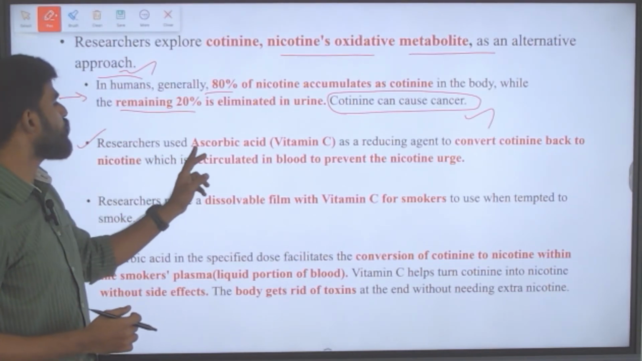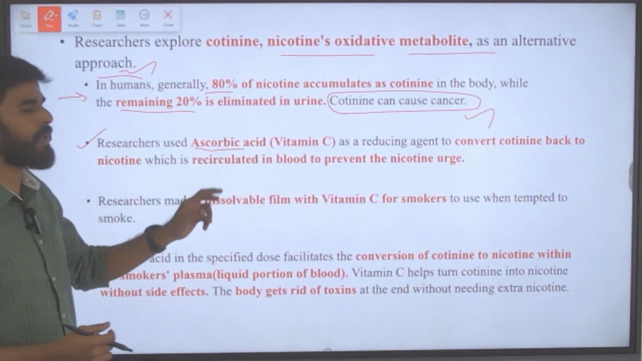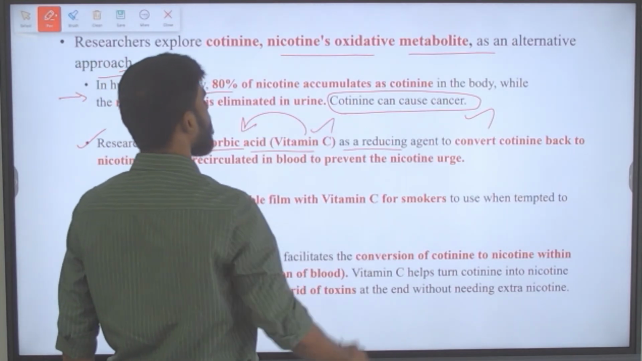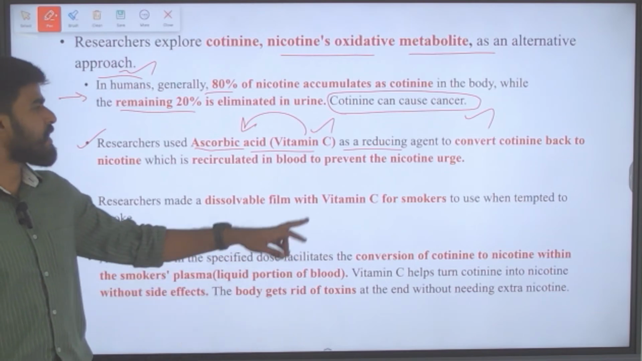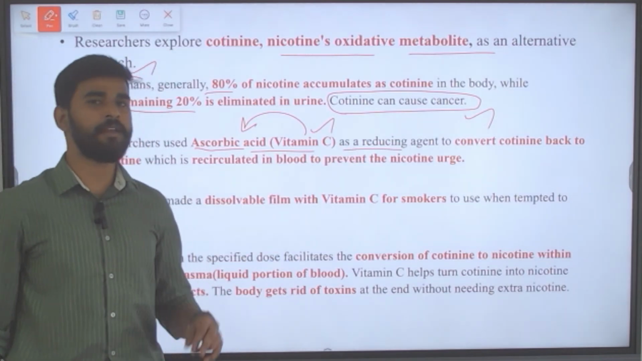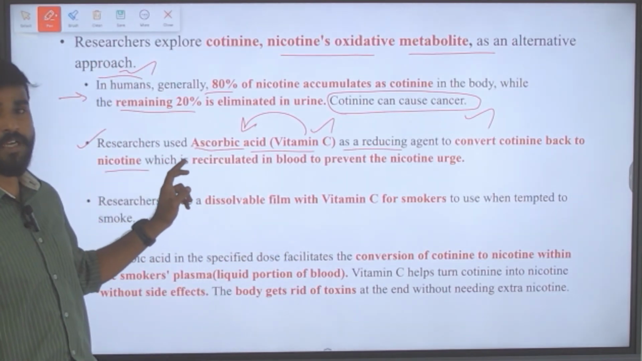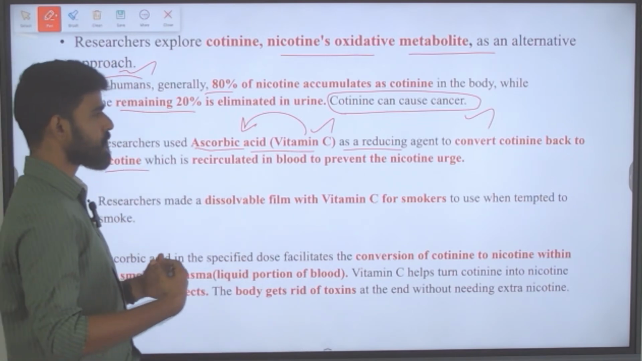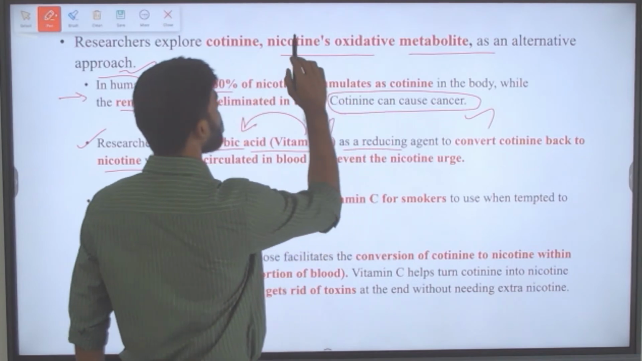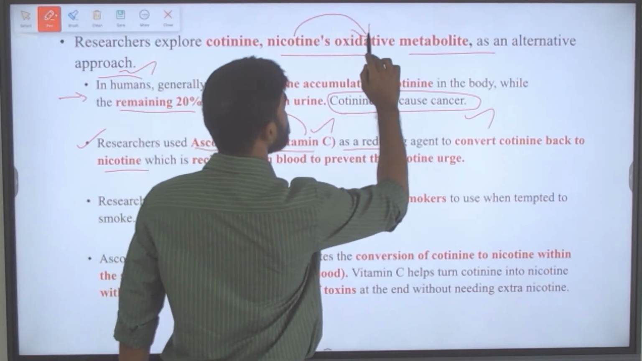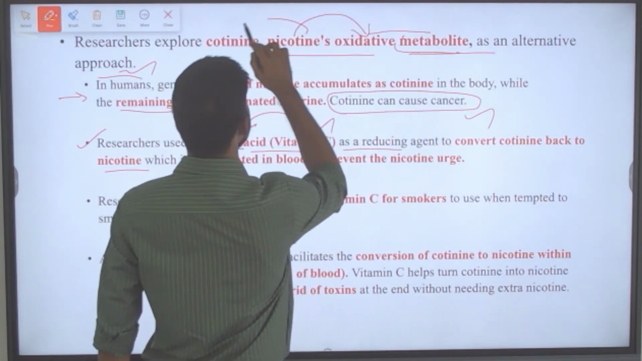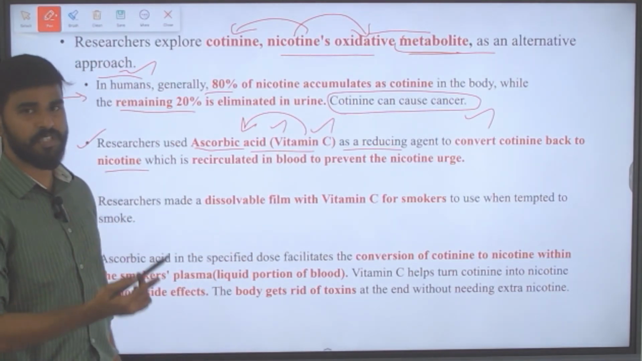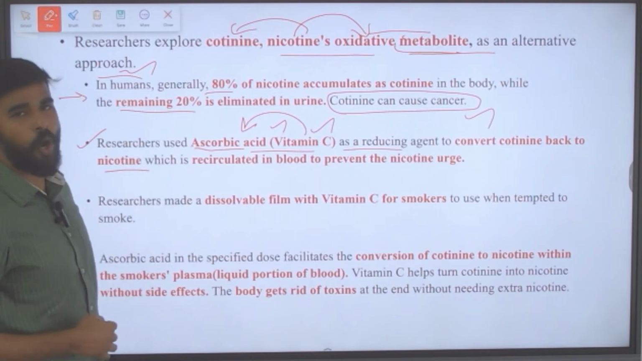Okay, so researchers used ascorbic acid. What is ascorbic acid? Vitamin C is also called ascorbic acid. They are going to use this vitamin C as a reducing agent to convert cotinine back to nicotine. So they are going to reduce cotinine to nicotine. I hope you understand this, that nicotine is getting oxidized to become cotinine. Now using this ascorbic acid, that is vitamin C, which is a reducing agent, the opposite is going to happen.